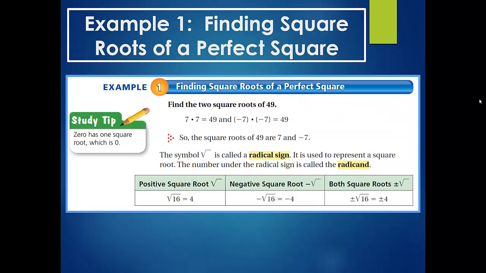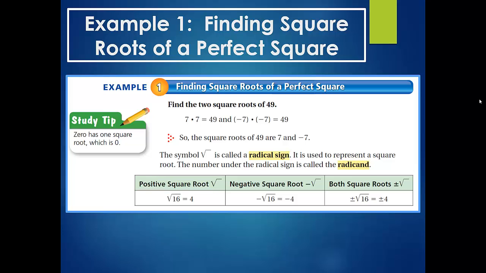For our first example, we're finding square roots of a perfect square. Find the two square roots of 49. 7 times 7 equals 49, and negative 7 times negative 7 also equals 49. So the square roots of 49 are 7 and negative 7. The symbol you see is called a radical sign. It is used to represent a square root. The number under the radical sign is called the radicand.